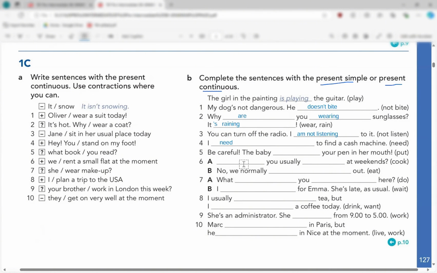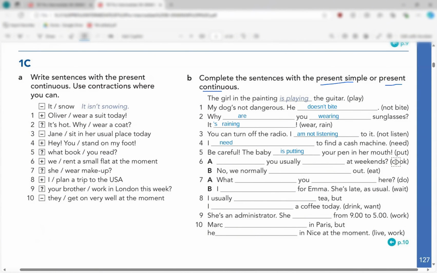Number five, be careful. See, when I say be careful, I'm talking about something happening at the moment of speaking, right? I'm talking about now. Be careful, the baby is putting your pen in her mouth.